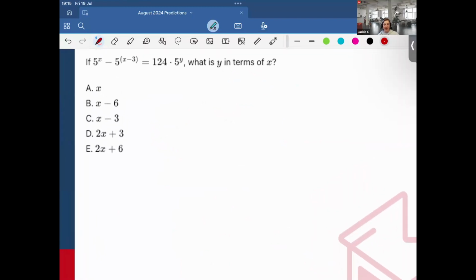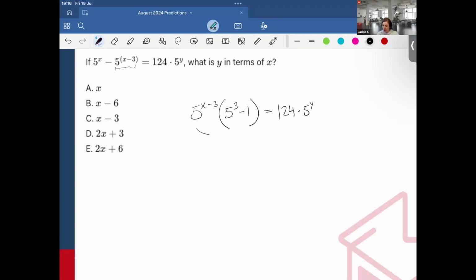So here I have 5 to the x minus 5 to the x minus 3 equals 124 times 5 to the y. What is y in terms of x? Okay, so whenever you see problems like this, if you get one like this in August on the SAT, what you want to do is reverse engineer. So I can factor this. I can do 5 to the x minus 3 times (5 cubed minus 1) is equal to 124 times 5 to the y. Okay, why am I doing that?